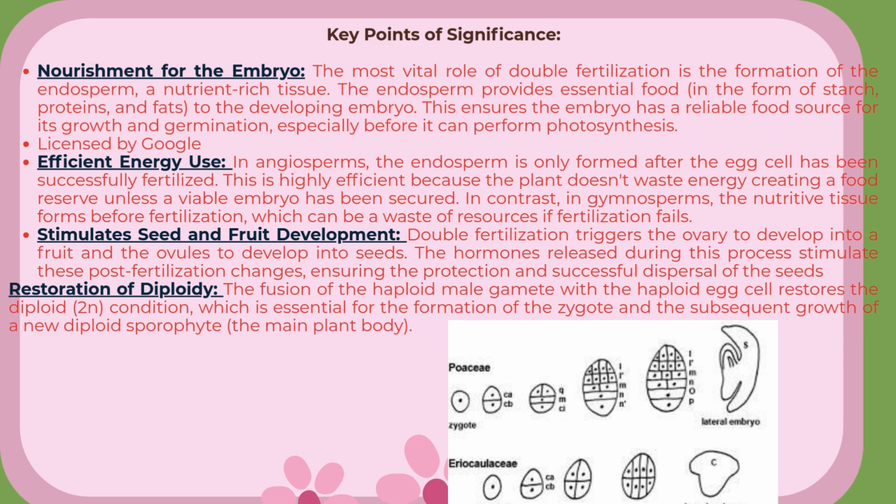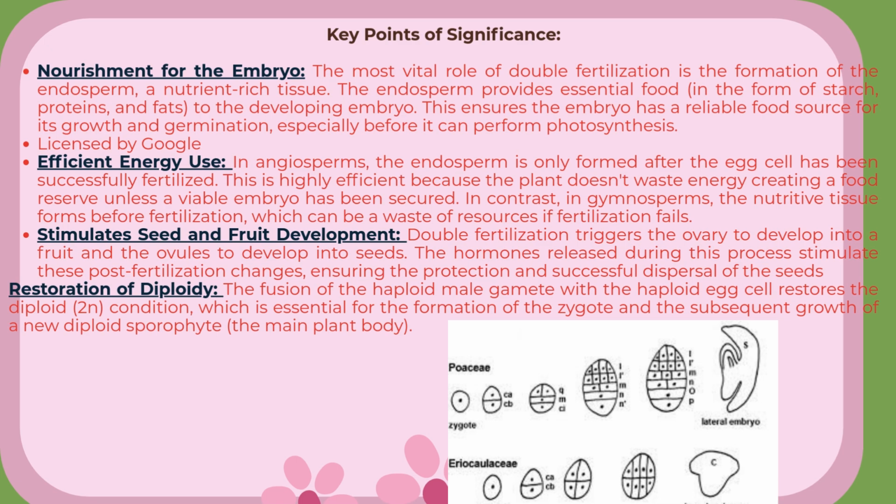Now the next one is the stimulation of seed and fruit development. Double fertilization triggers the ovary to develop into a fruit and the ovules to develop into seeds. The hormones released during the process stimulate these post fertilization changes, ensuring the protection and successful dispersal of the seed.